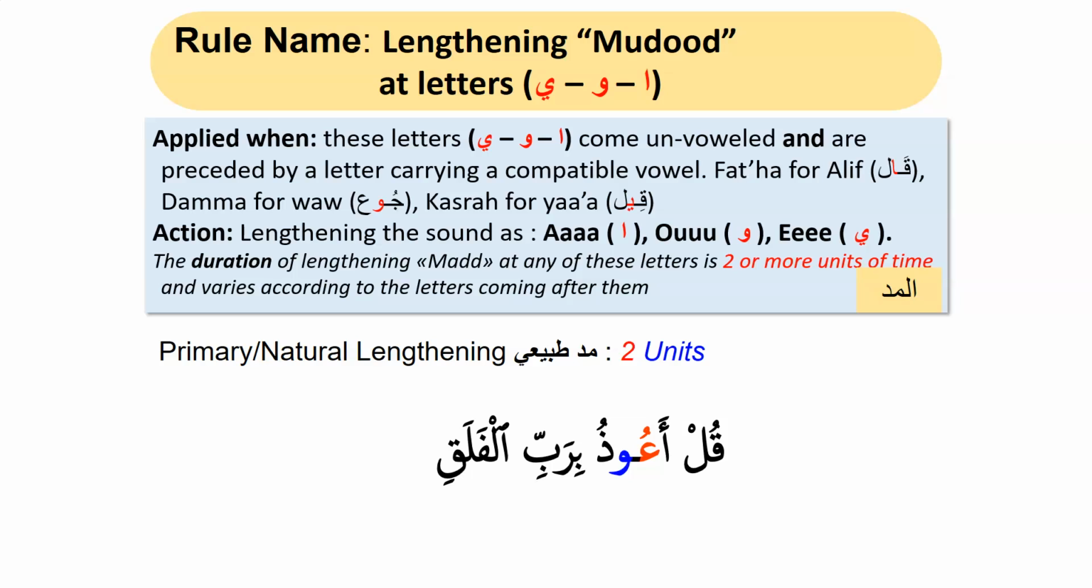قل أعوذ. If you look at my fingers, قل أعوذ. This is the way I control the 2 units of time because I know my speed. I calibrated my speed of extending my fingers, so I know how I make 2 units of time. I just extend 2 fingers at my own pace. قل أعوذ برب الفلق. Good.